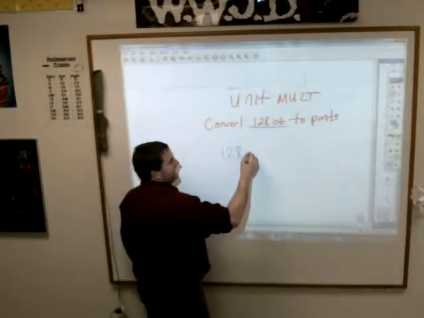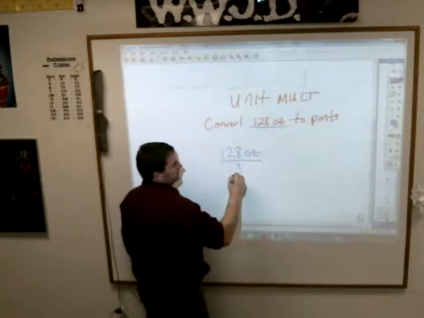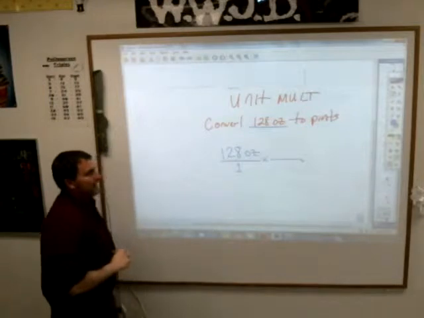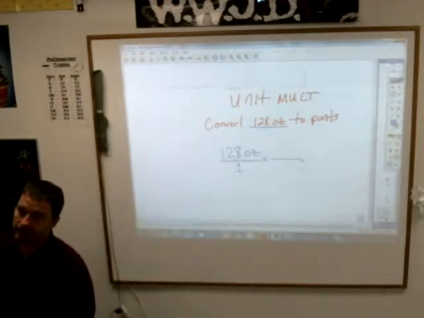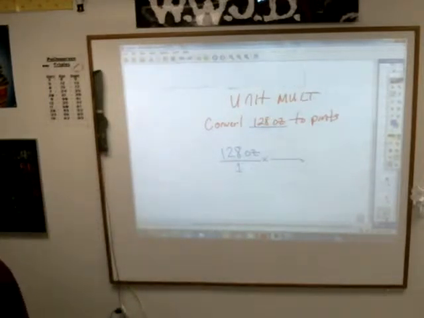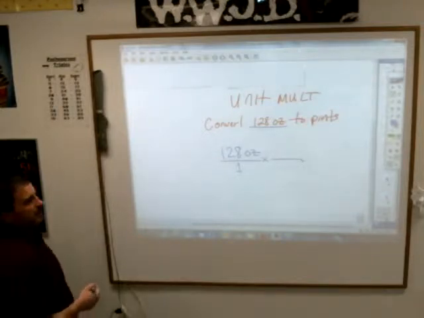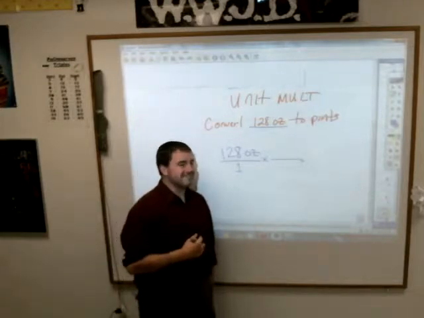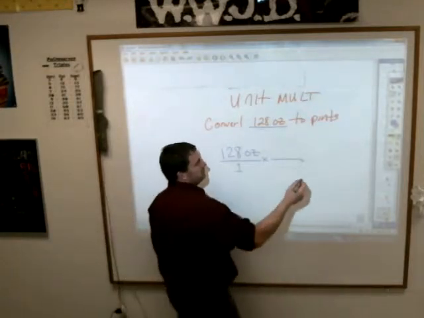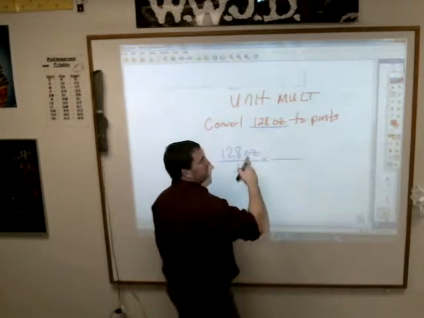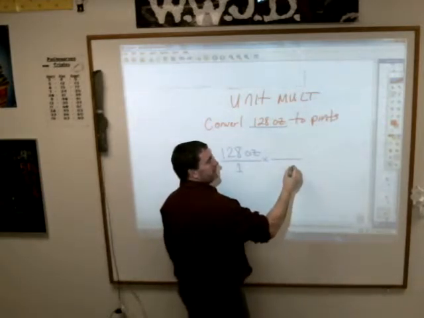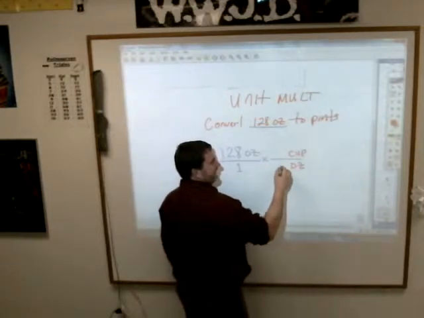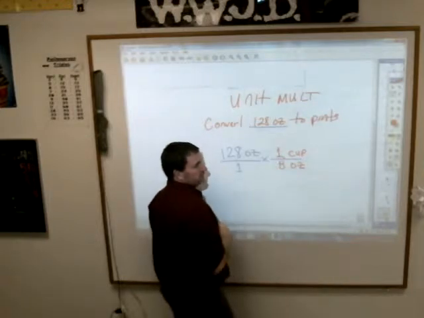You have 128 ounces, the label must be there, and I need to multiply it by something that's going to change ounces into pints. Well, unfortunately, most people don't know how many ounces are in a pint, so you take it one step at a time. How many ounces are in a cup? 8. So, remember, since ounces are on top here, they have to go on the bottom here. Ounces here, cups here, and you just told me there were 8 ounces in 1 cup.